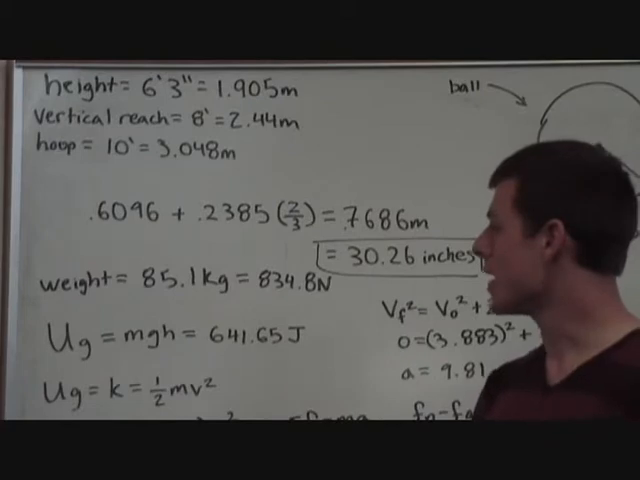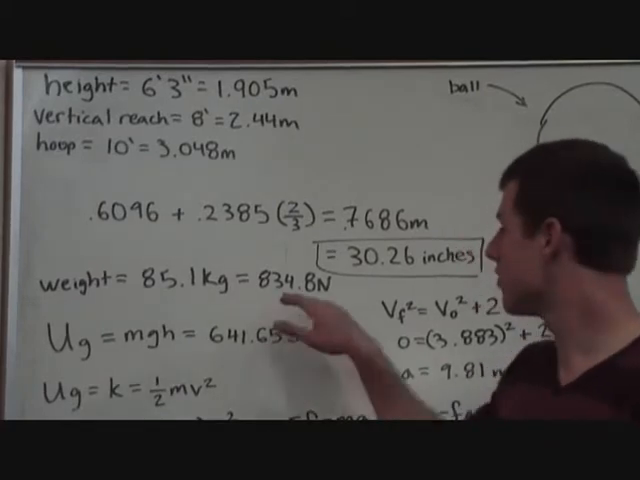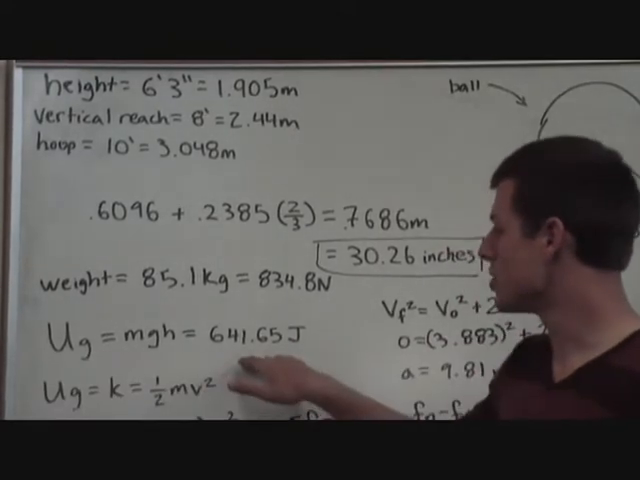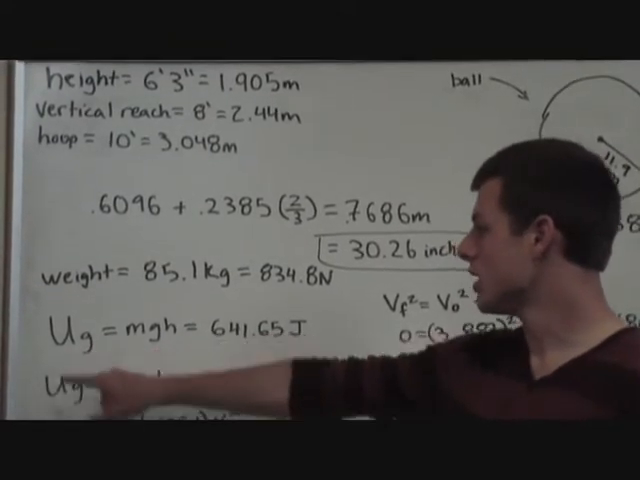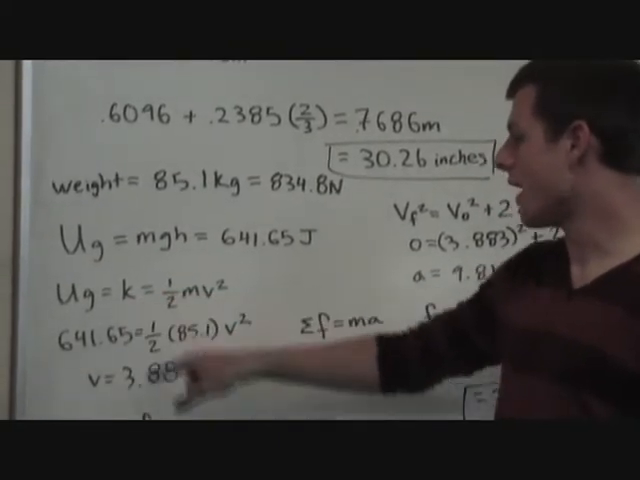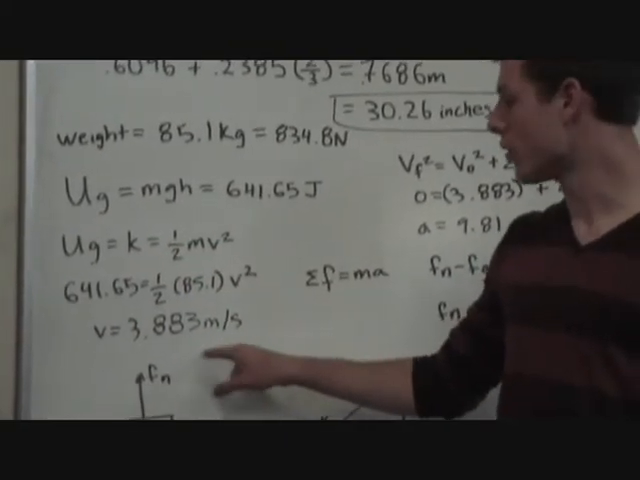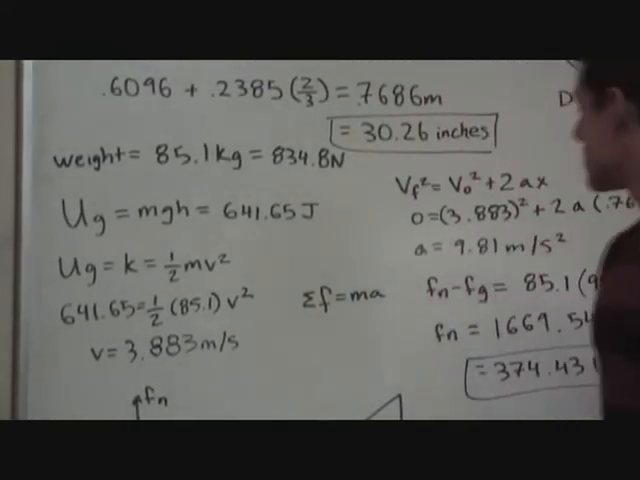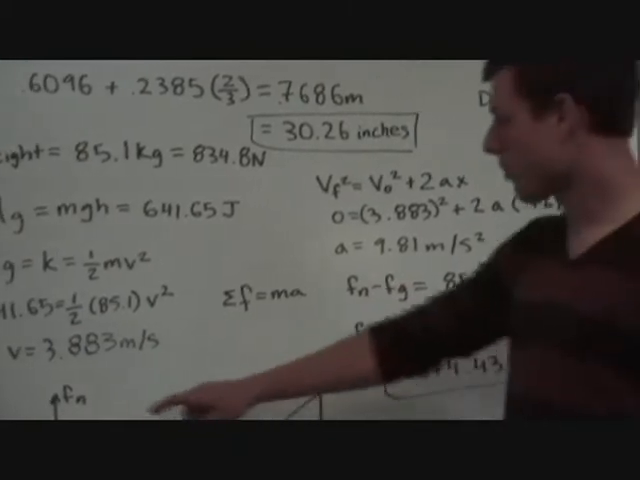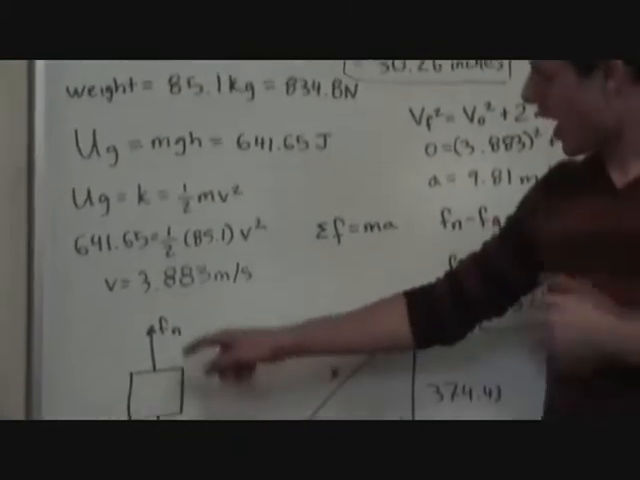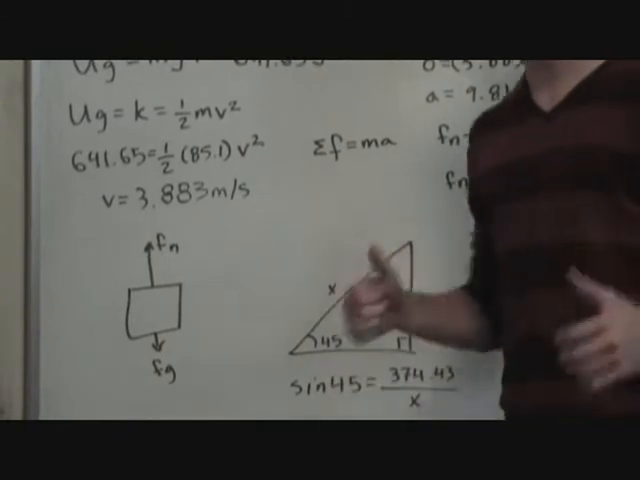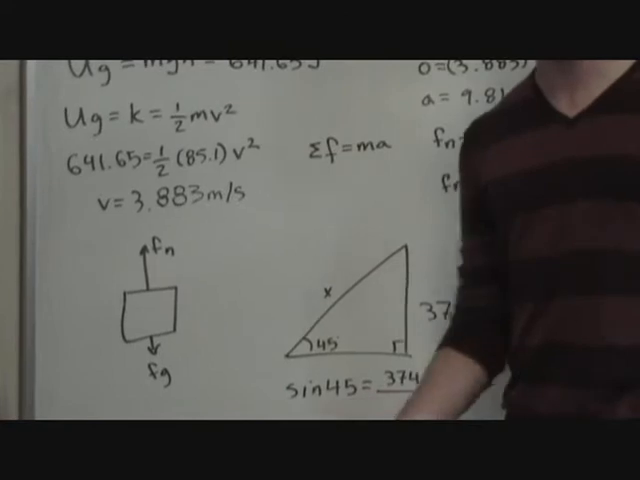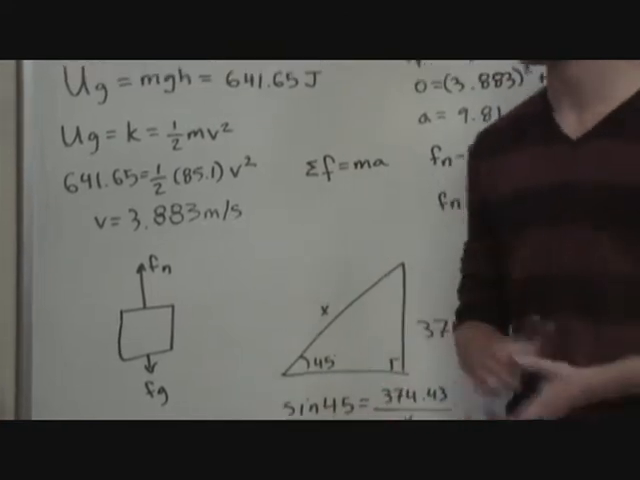Now, if we take my weight, which is 85.1 kilograms, convert that to newtons of 834.8, we can then use some energy equations, set my gravitational potential energy equal to my kinetic energy, and find the initial velocity that I jump off the ground with, being 3.883 meters per second. If we look at it in a force diagram, I push off the ground, the force of the ground pushes up on me as I push back at it, as my normal force is much greater than my gravitational force, otherwise I would be staying on the ground.